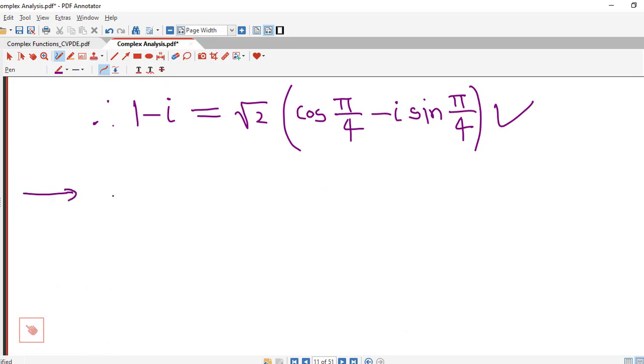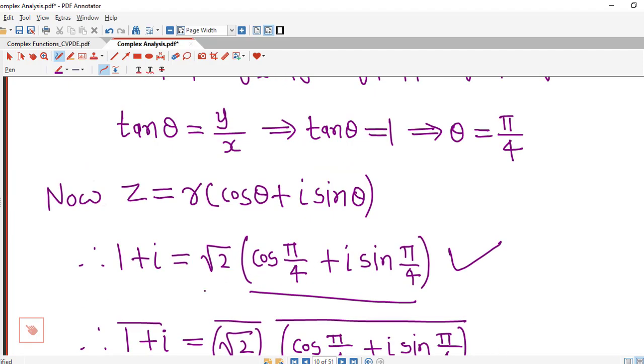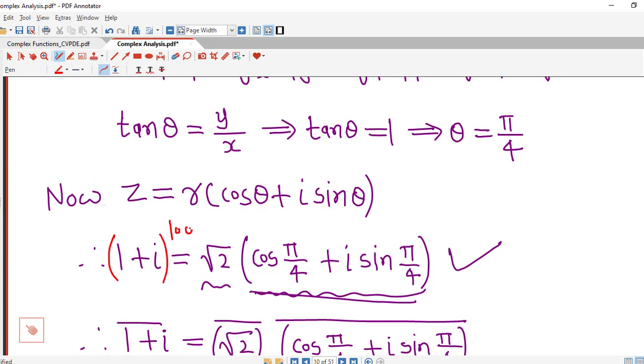So in the next step we consider (1 + i)^100 + (1 − i)^100. Now 1 + i has polar form root 2 into cos π/4 + i sin π/4, and we are taking the 100th power on both sides.